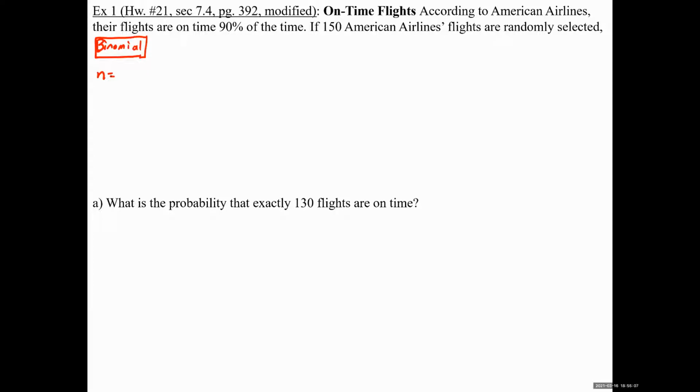150. It's 150. It's how many times you're doing whatever you're doing total. And in this case, we're selecting a flight 150 times. Then you're going to write down what a success is in words.